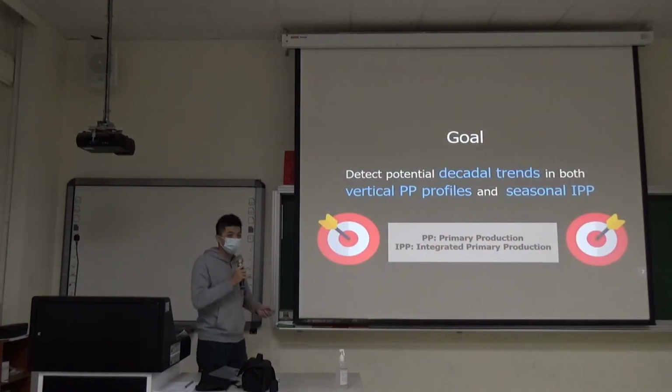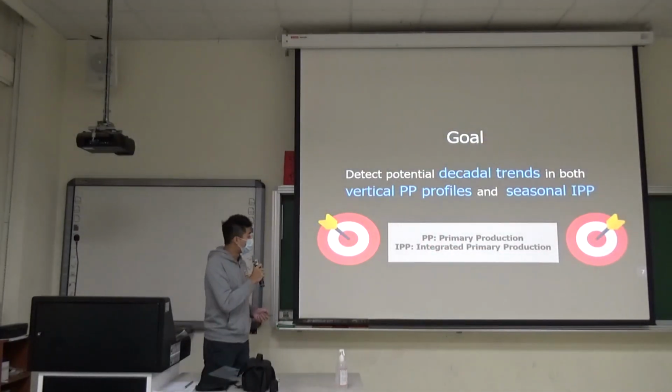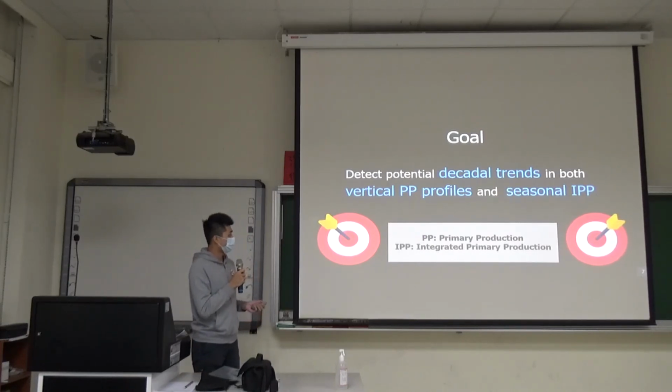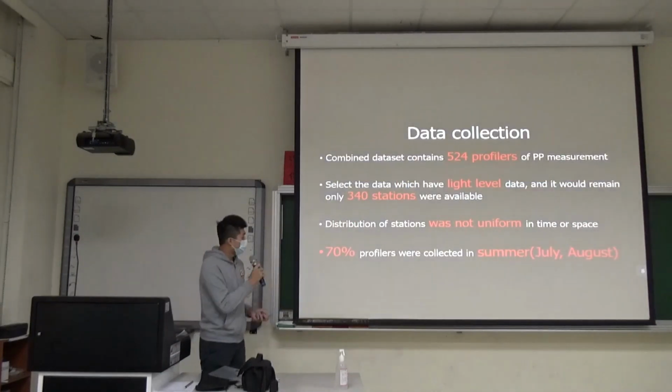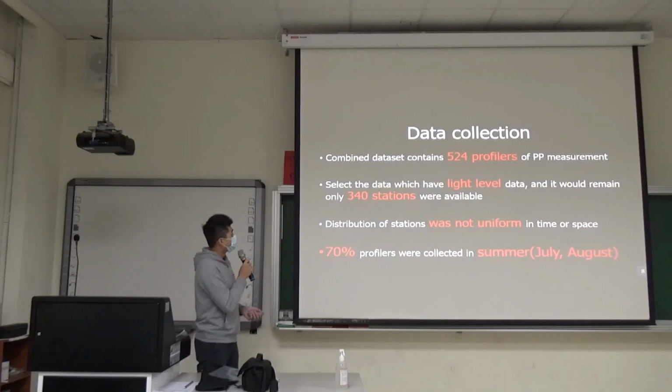Our goal is to detect the decadal trend in both the vertical PP profile and the seasonal IPP. PP is primary production, IPP is integrated primary production. In the data collection, we combined the data sets and chose the data that have both PP data and light level data. So we only have 340 stations, and they are not uniform in time or space. Most were collected in the summer, due to bad weather in the winter and ice cover.